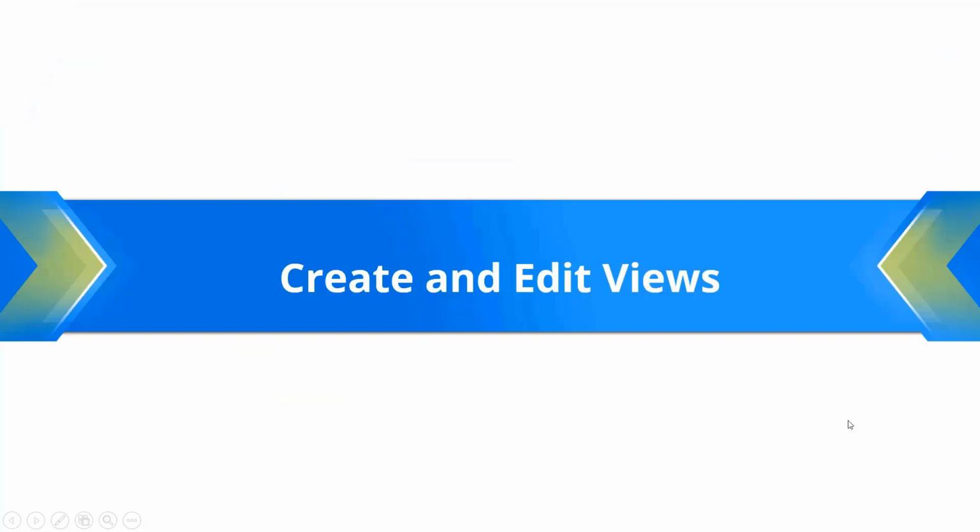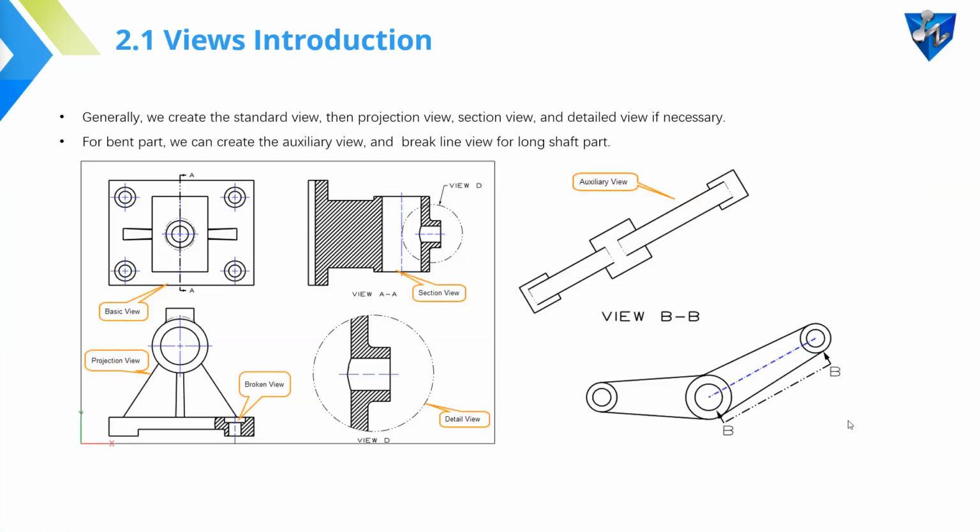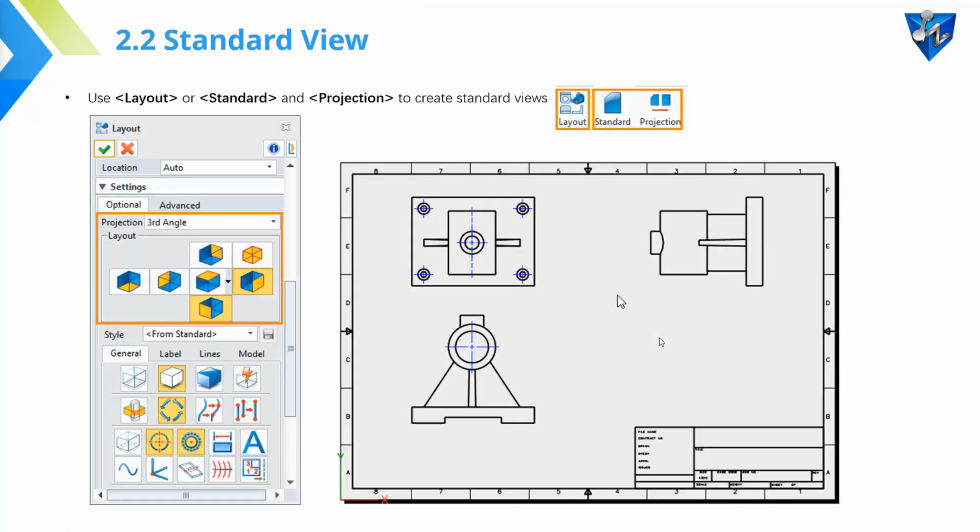Okay, so let's check how to create the views. Generally, the views include the standard views, the basic and projection views, and we may need the section view, the broken view, or detail views. Sometimes we may need the auxiliary view, the breakline view. Okay. So the first step, we will learn about the standard view. There are two ways to create the standard view.